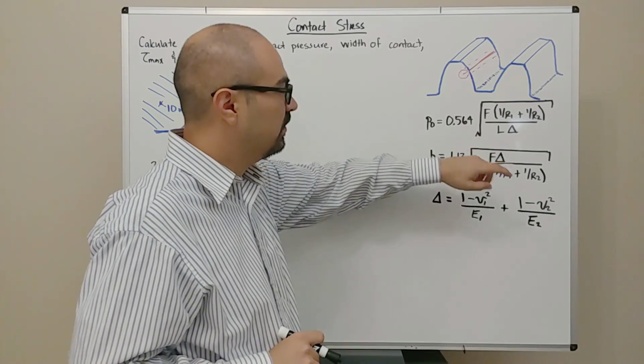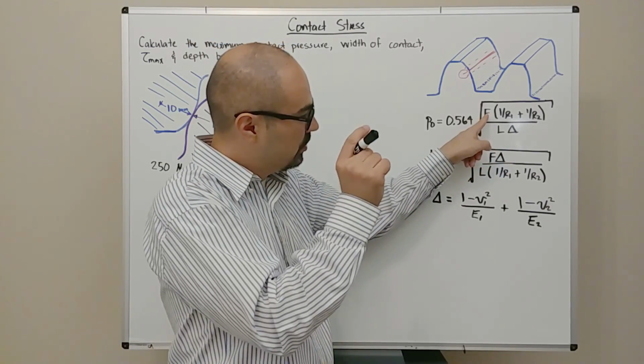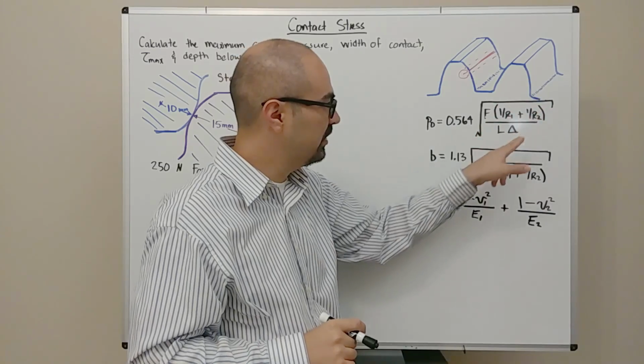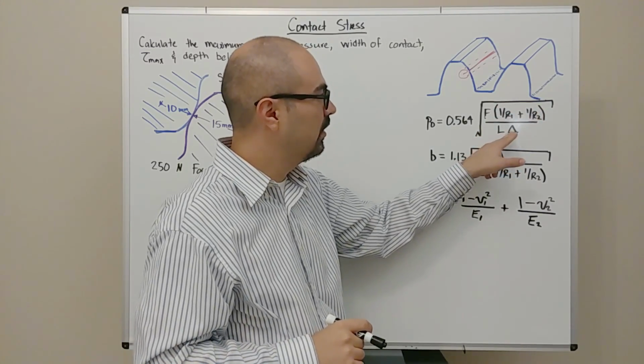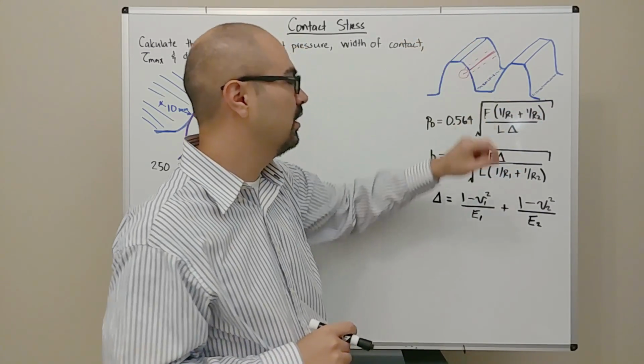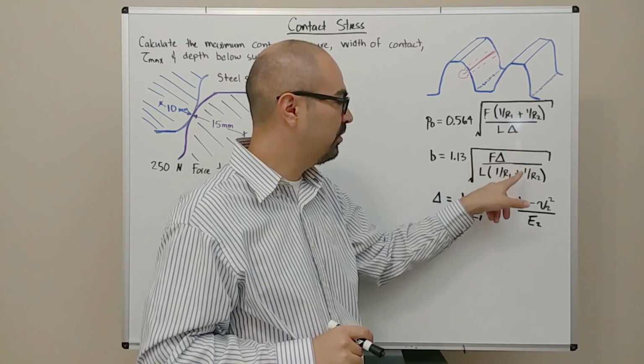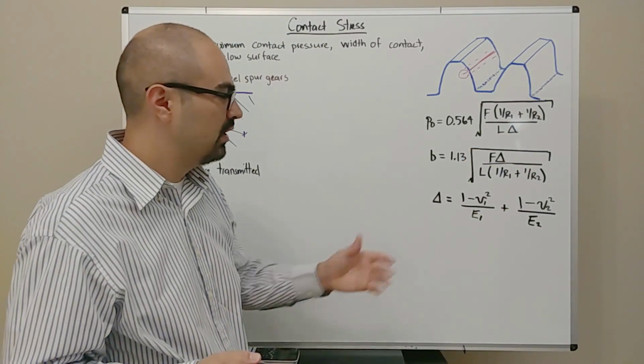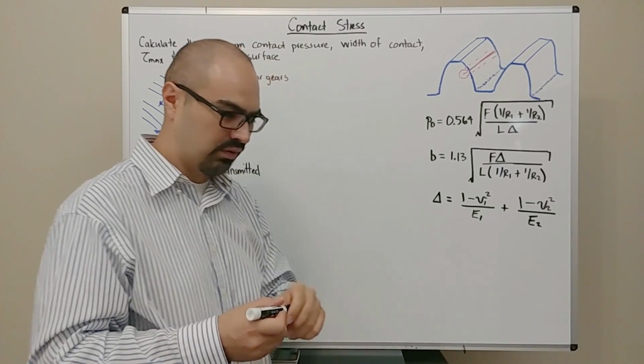Again, because we're calculating the contact pressure and b, which is half the width of contact, both of these equations depend on the force between the two cylinders, the radius of the two cylinders, the length of the cylinder, which in this case is the face width of the spur gear, and the parameter delta. These are going to show up in the two equations. I always suggest let's go ahead and solve for delta first.